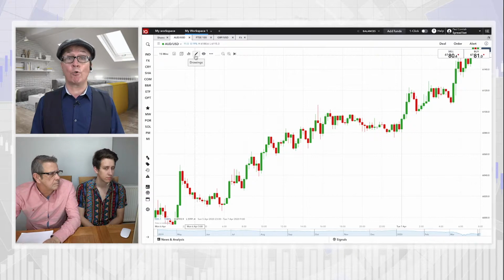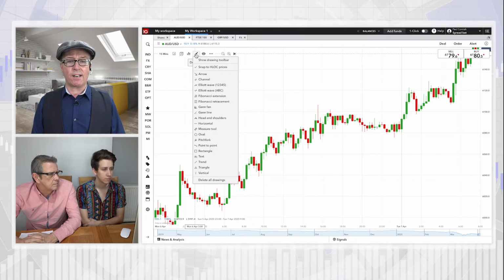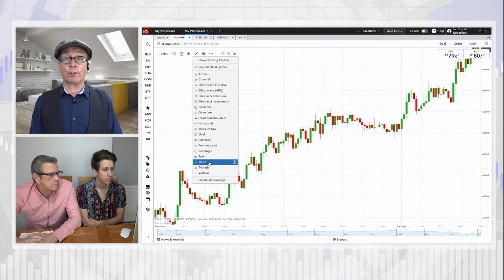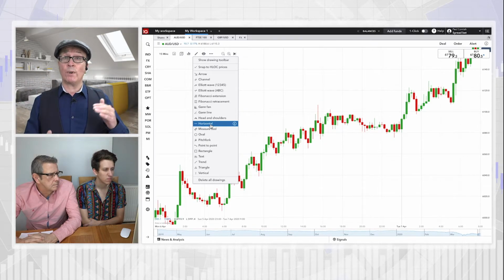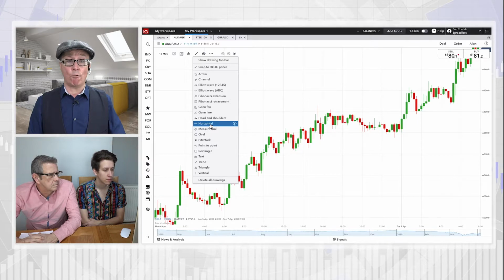So to draw lines, as we covered yesterday, we've got a little pencil icon here at the top. If we click on that, we can see there are loads of different elements that you can draw on the chart itself. For this, we're going to be using a trend line and a horizontal line. The trend line will let us draw the line as the market is going up or down. We can draw diagonal lines, and the horizontal lines we can use to mark the top and the bottom of the candlesticks for a sideways moving market, otherwise known as a ranging market.